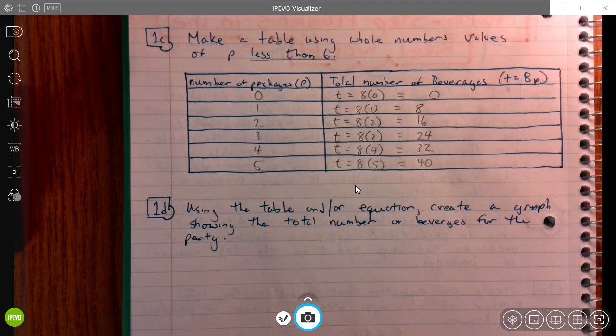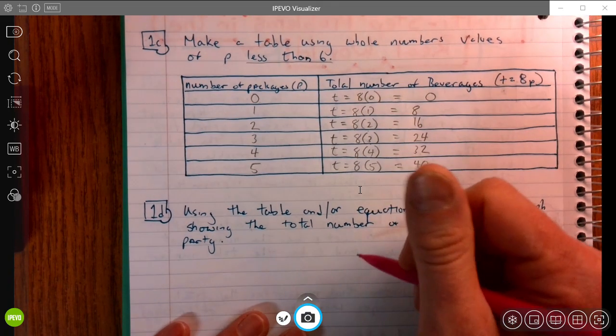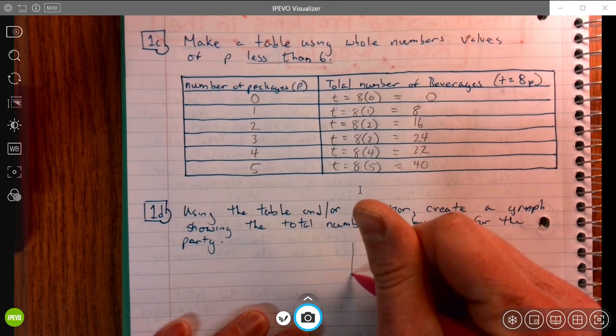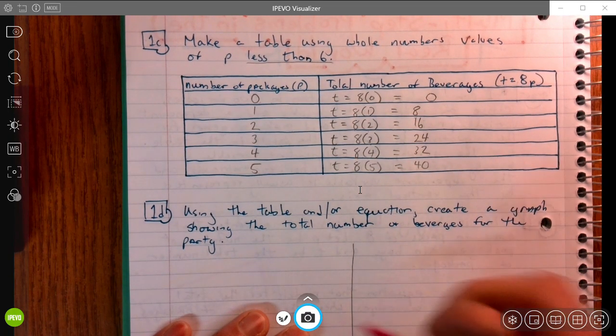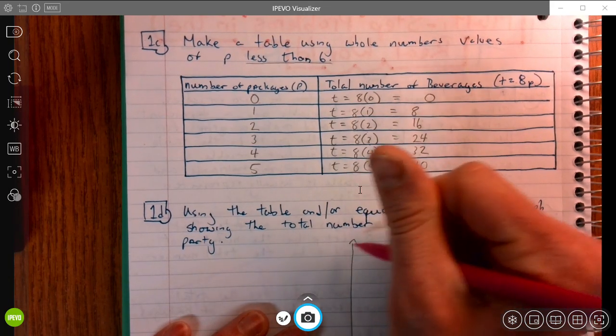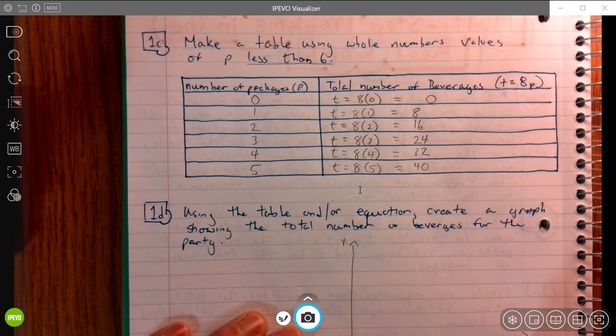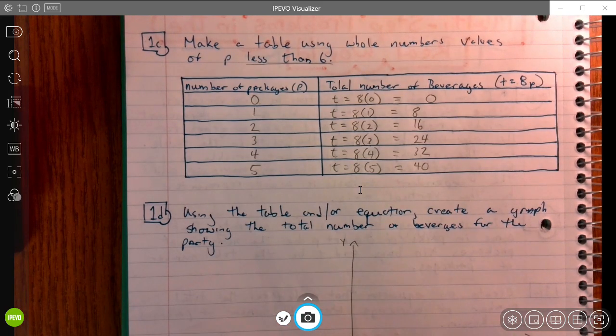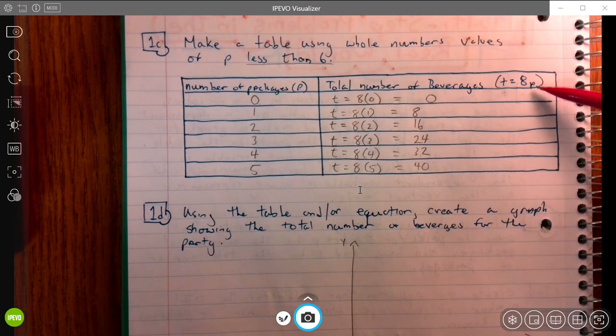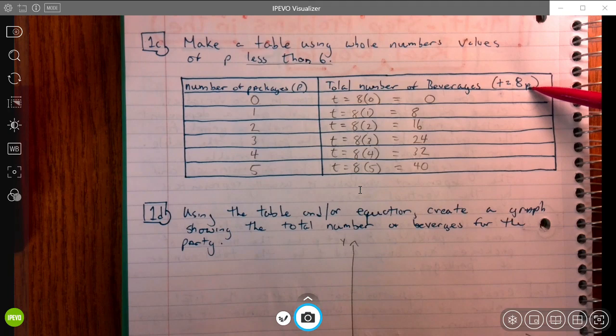Okay, so if we're going to make a graph, first we have to determine what the independent and the dependent variable are, which we've already done. Then we need to draw our y-axis and our x-axis. Okay. Generally, the independent variable is measured along the x-axis, right? So what was our independent variable? Our independent variable was P.